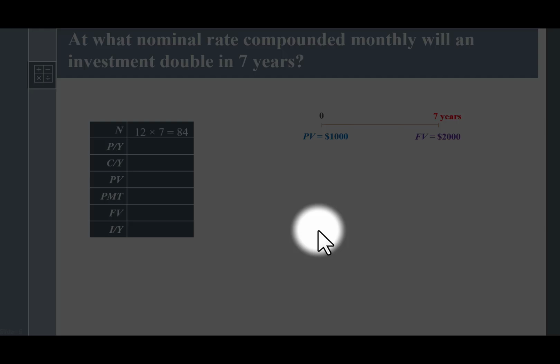N is 7 times 12 because compounded monthly. PY and CY are 12. As I said, the present value and the future value, pick whatever you want for the present value, double it for the future value. And that's the interest rate.